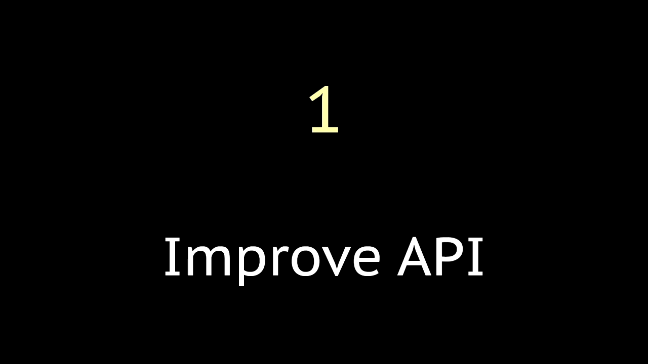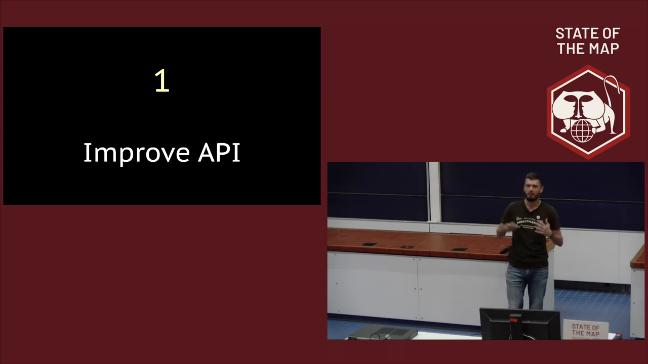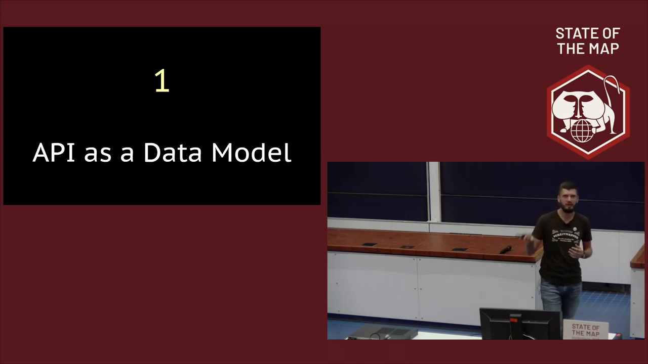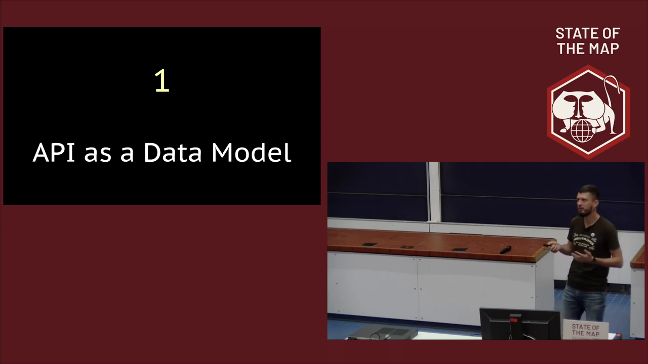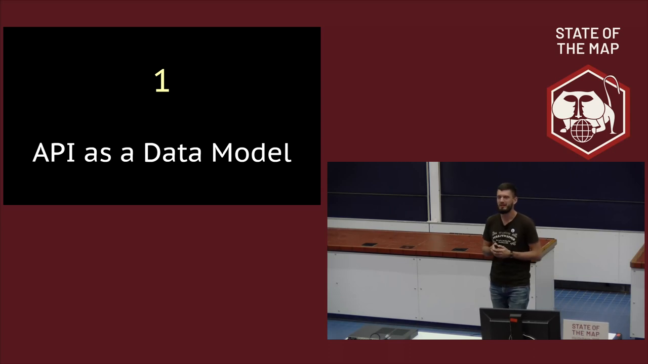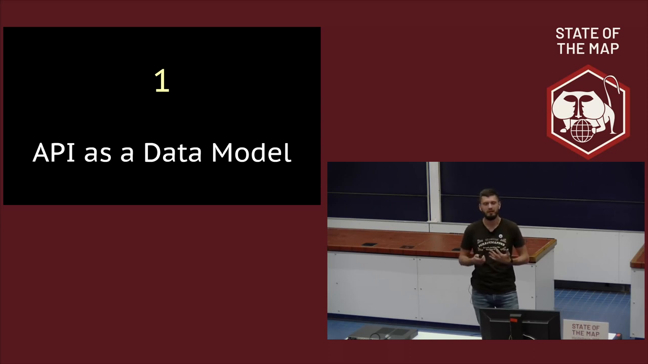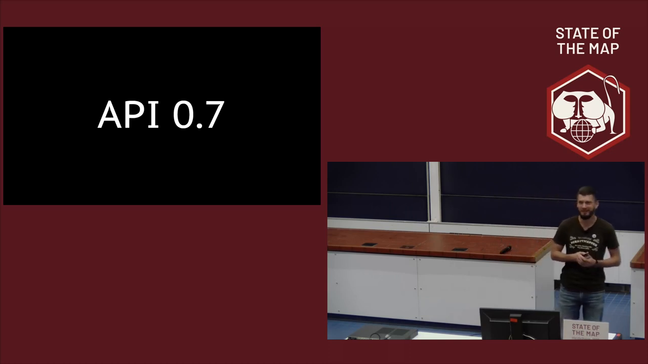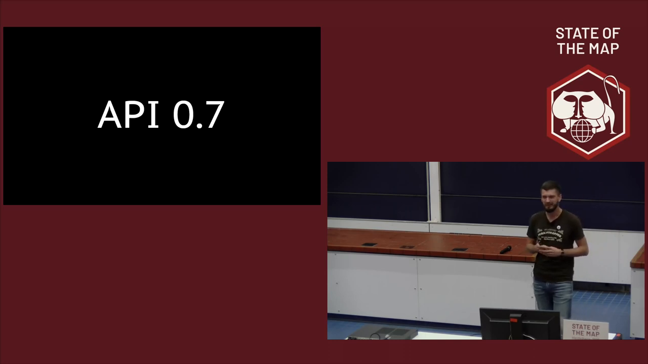And API is basically two things in one. The first one being a data model. You know, nodes, ways, relation, tags, that's our data model. It has been there since the beginning of the project, I guess. And people often think about what would we want for the next API? Like, what do we need for API 0.7? This is not that talk, but I will touch on some of these things.